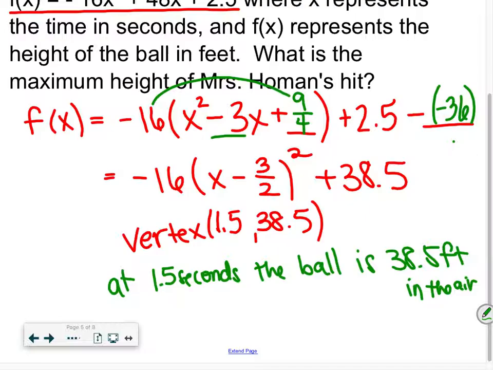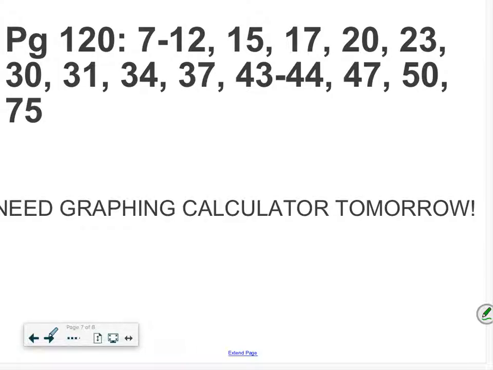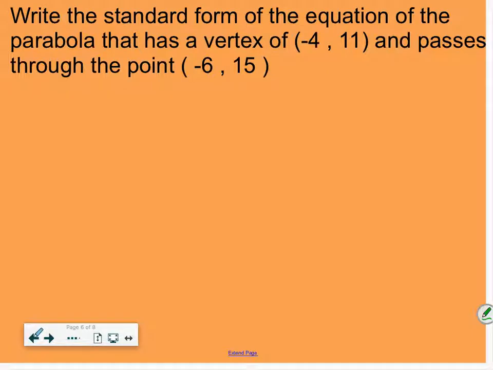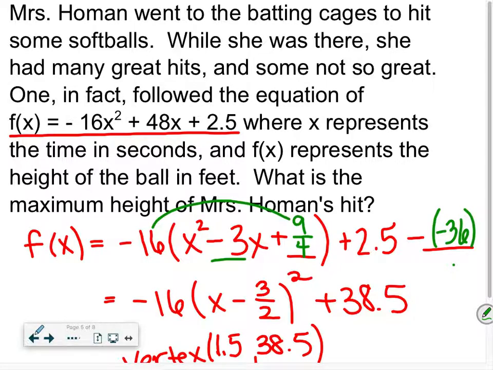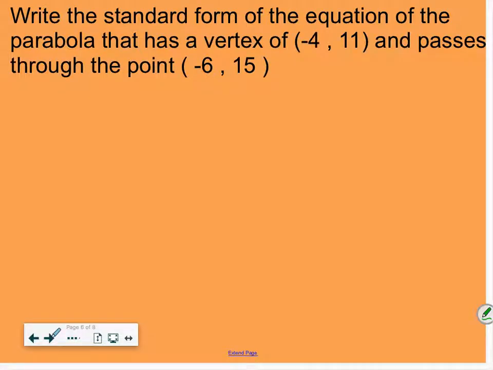Okay. How about I give you a couple minutes? Oh, actually we do have one more example. I forgot about that. Okay. Last questions on this before we do our last example. Okay. Are you going to have to practice completing the square with the leading coefficient not 1? Yeah, you are. Okay. Go ahead and write down: parabola with a vertex of negative 4, 11. So write down vertex of negative 4, 11, and it passes through the point negative 6, 15.